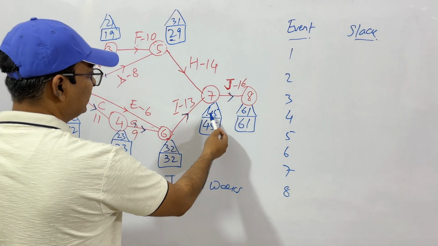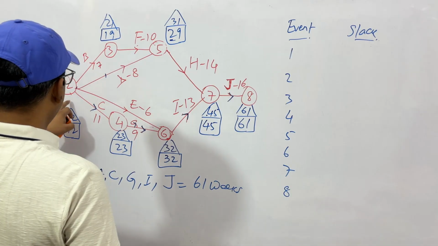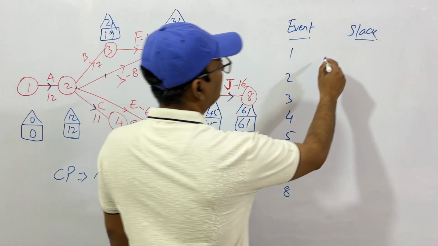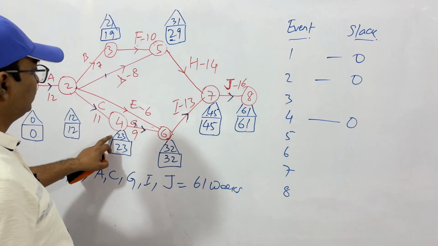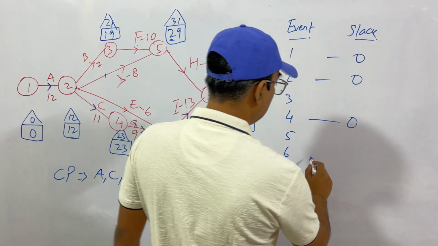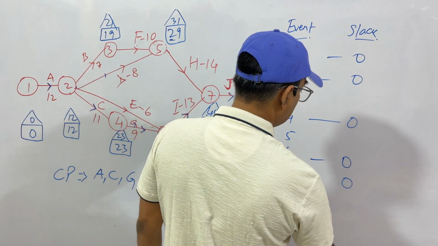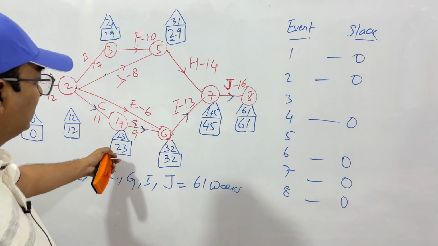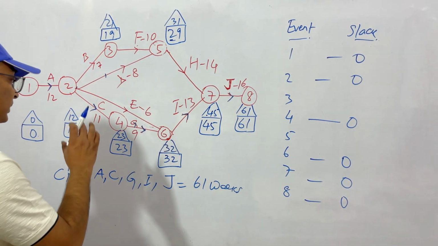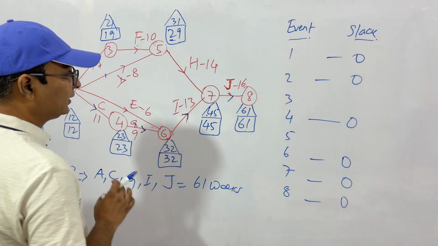See, 61 minus 61, 45 minus 45. So 1, 2, 4, then 6, 7, 8. You cannot have any slack. You cannot delay these events. They have to start on the day they have been decided or determined.